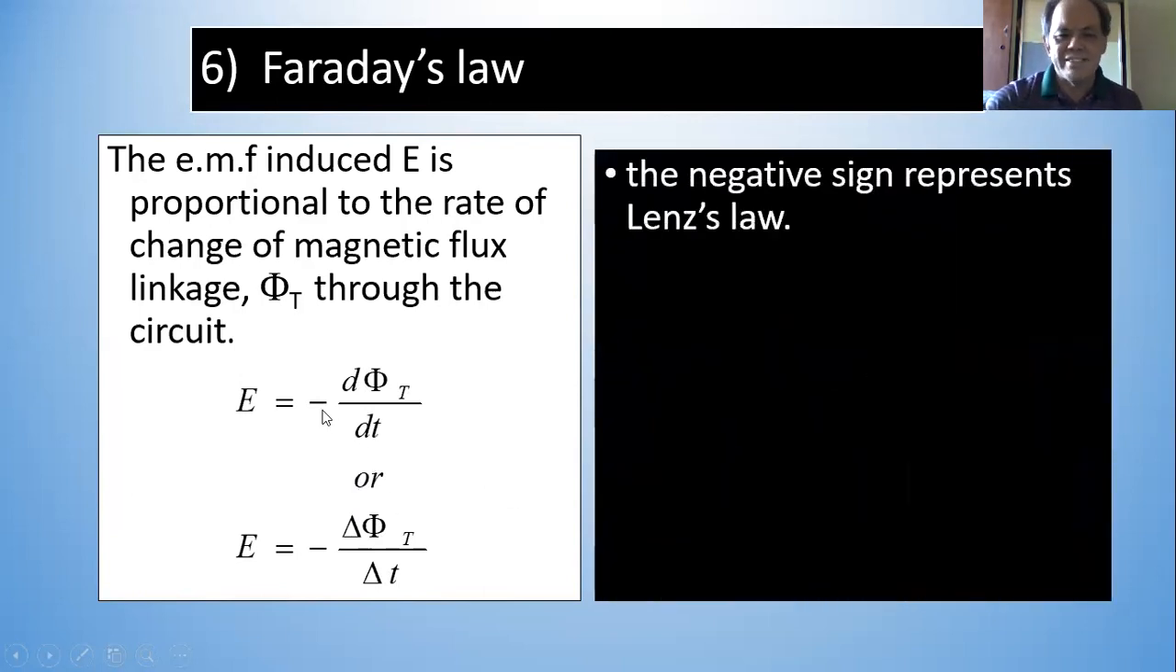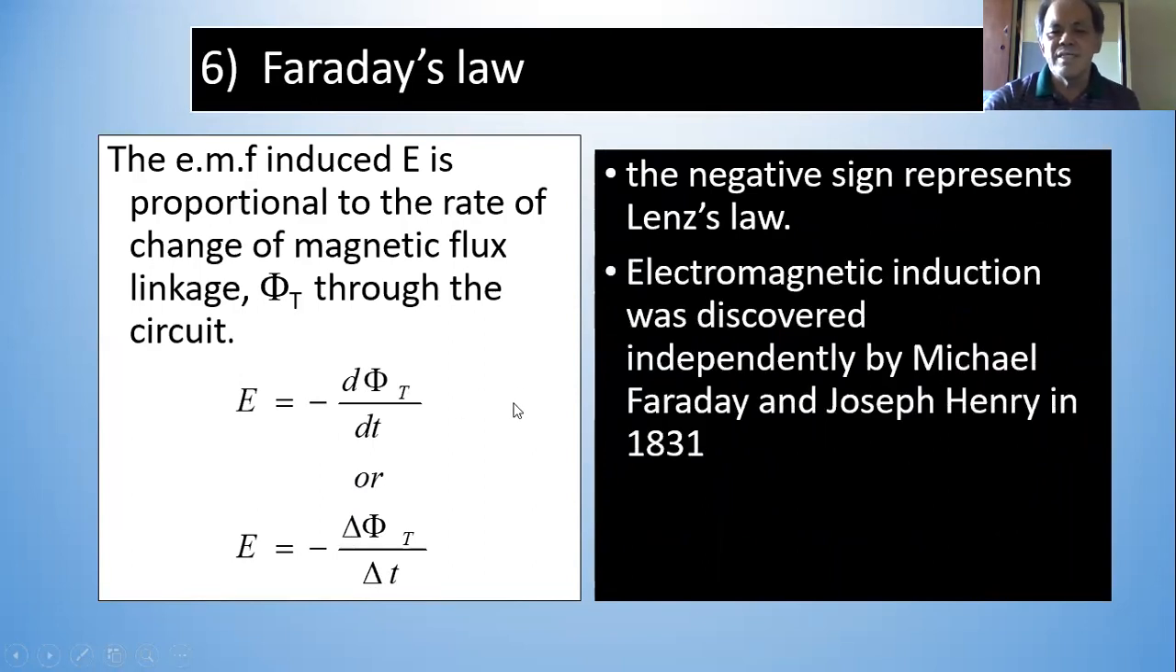Why the negative sign? It represents Lenz's law. Right? The opposition. It was discovered in 1831 in England by Michael Faraday, in America by Joseph Henry. So if you go to America, they promote it as Henry's law. If you go to England, they promote it as Faraday's law. Right? So be familiar, for those who are going to America to study.